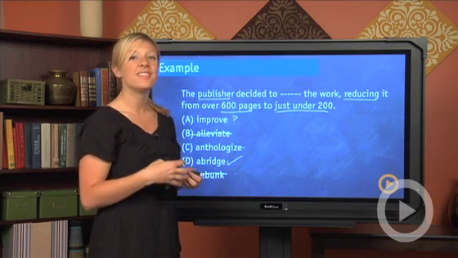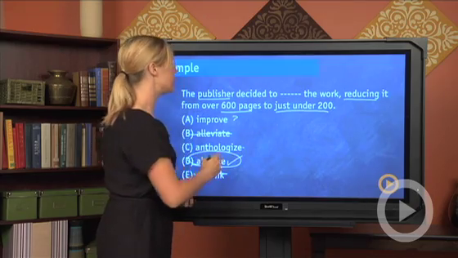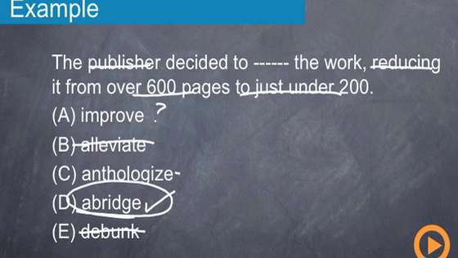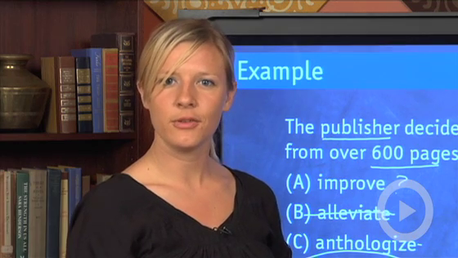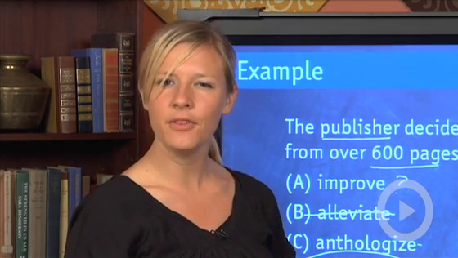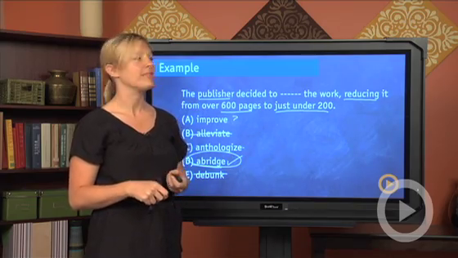So even if we don't know what all these words mean, we basically have eliminated two answer choices, which means that we should guess regardless. The answer to this question is abridge. Let's go ahead and read it back with the word. The publisher decided to abridge the work, reducing it from over 600 pages to just under 200. That makes sense. We used our context clues to determine the meaning of the word that should go in the blank, and then we eliminated a few answer choices and chose accordingly. Let's take a look at our next strategy.